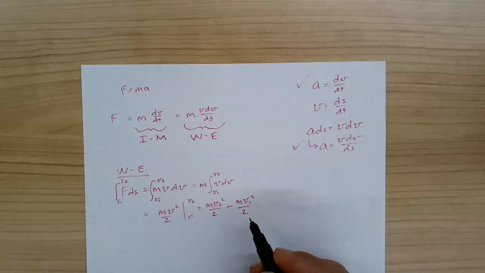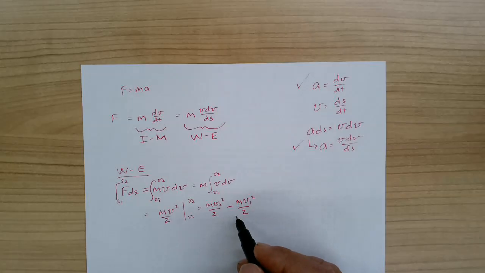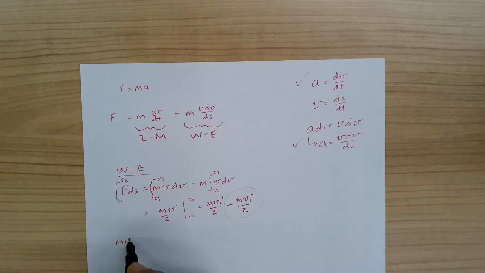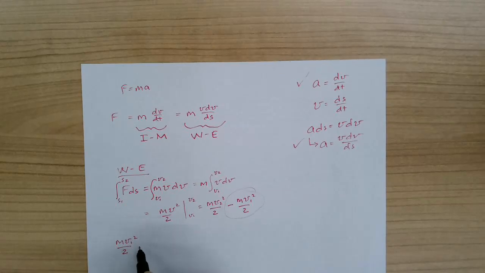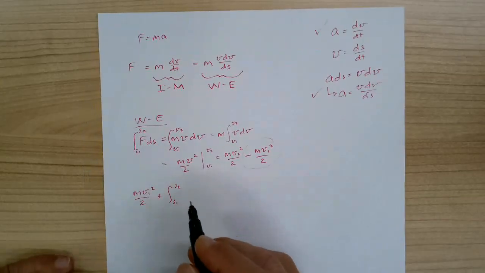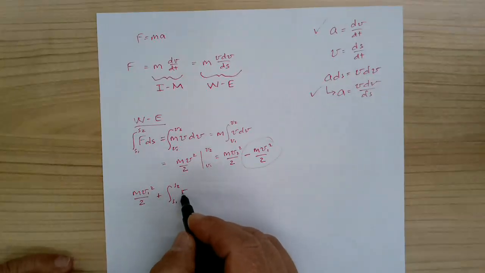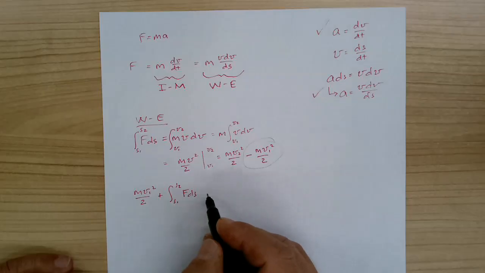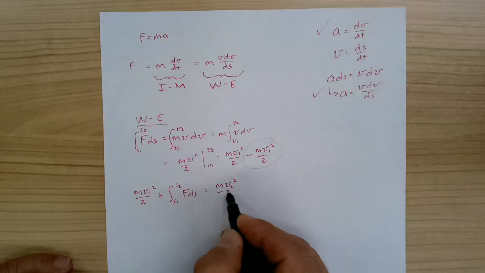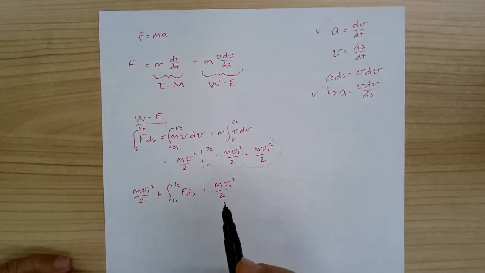And the traditional way this is written is we take this and we move it to the other side of the equation. So we have the initial kinetic energy plus the work added. And I'll often skip the S1, S2, just kind of introducing it right now, is F dS is equal to the final kinetic energy. And so that's work and energy.